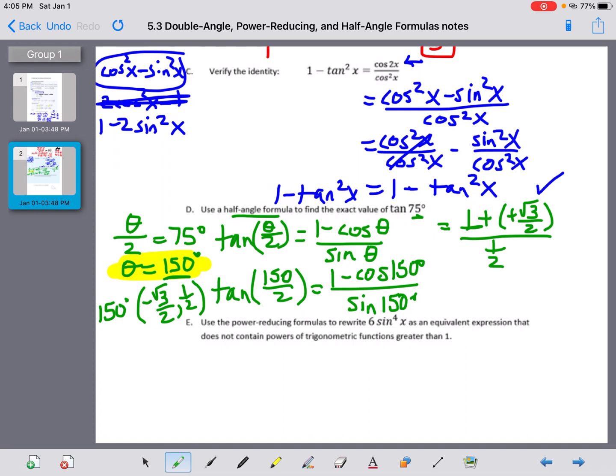I need a common denominator of 2. So I'm going to multiply both top and bottom here by 2. So I'm going to get 2 plus radical 3 all over 2 on the top, all over 1/2. I want to clean this up as much as possible, so I'm going to keep change flip. So I have 2 plus radical 3 over 2 times 2 over 1. That's flip. 2's cancel. And it looks like my final answer is 2 plus the square root of 3.